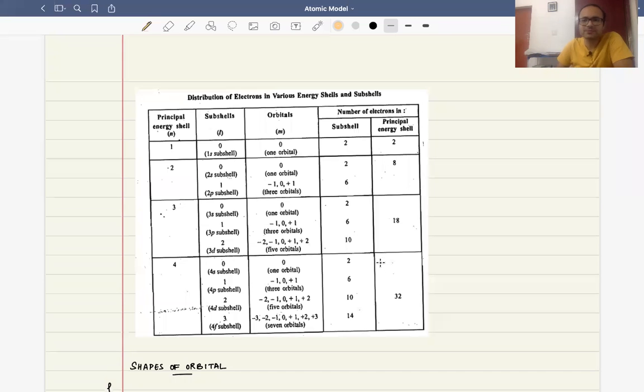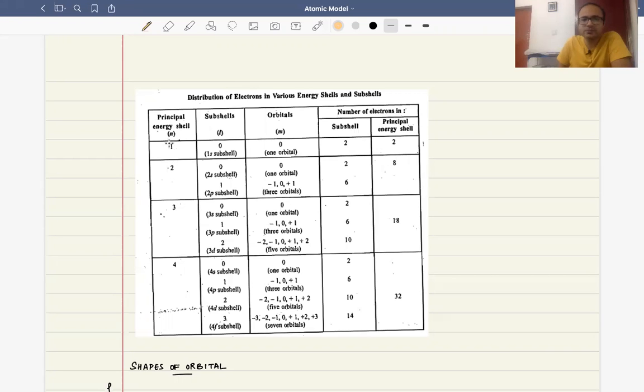Hello everyone. So let us continue with the application part of the principal quantum number, because in the previous video we looked into the various principal quantum numbers. Let us now see how we can apply them. This is a nice table, as you can see, taken from one of the books written by Puri and Sharma.